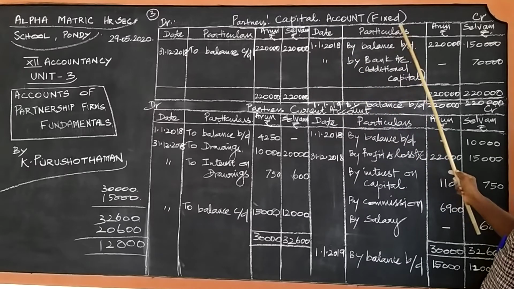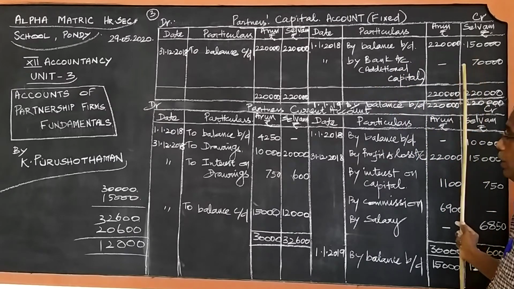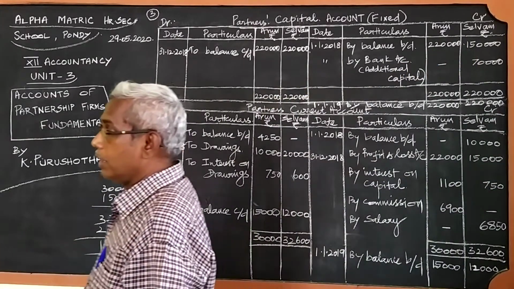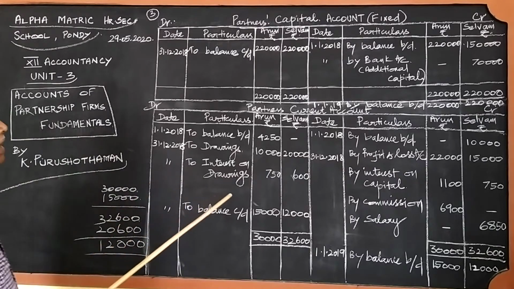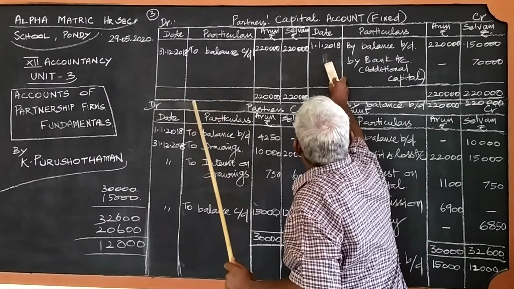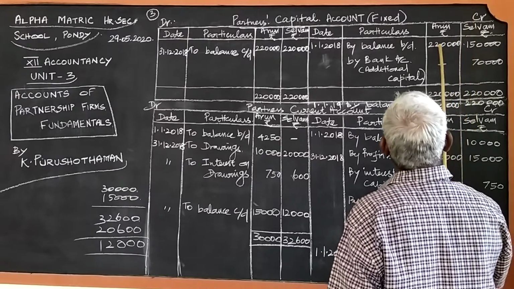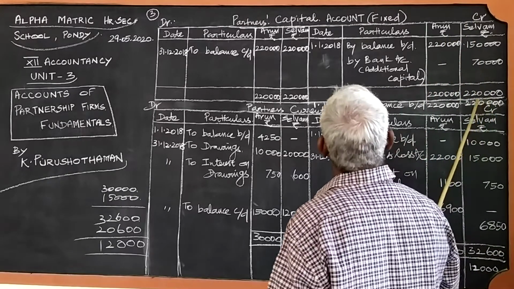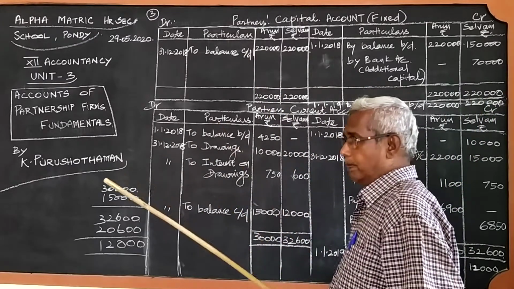So the first date of the year, the balance is 2,20,000 and 1,50,000, and after some time he is introducing 70,000. Selvam is introducing some amount during the year. The date is not mentioned, sir, therefore I did not put it. So by bank account, additional capital 70,000 for Selvam. Find the total, 2,20,000 for both. You write the same for carried down and the same for brought down also.